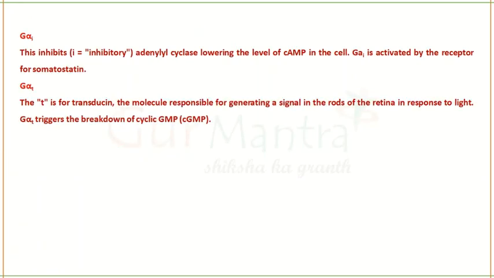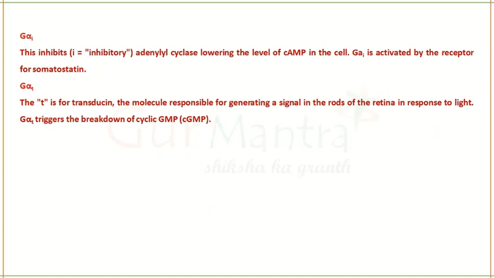Okay, so next is GI alpha. GI is inhibitory, which means it will inhibit something. So this will inhibit adenylate cyclase, and it lowers the cyclic AMP level. This receptor has the ligand somatostatin.